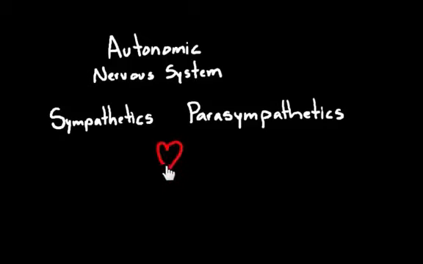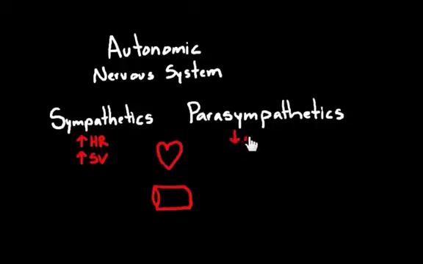So the heart and the blood vessels. And these blood vessels are all over the body, not just the carotid sinus or the aortic arch. I'm talking about all blood vessels. And so the sympathetics are going to, for the heart, they're going to increase the heart rate. And they're going to increase the stroke volume. And the parasympathetics do the opposite. They actually drop the heart rate and drop the stroke volume.